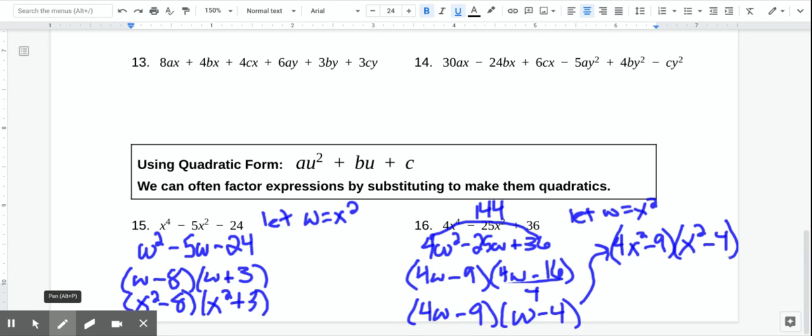Which is fantastic, but we are not done here. These are both differences of squares, so this can be factored into a plus and a minus. The square root of 4x squared is 2x, and the square root of 9 is 3. So we have 2x plus 3 and 2x minus 3. And then this one can also be factored. It's a difference of squares. So another plus minus. The square root of x squared is x, and the square root of 4 is 2. So there we have it completely factored.